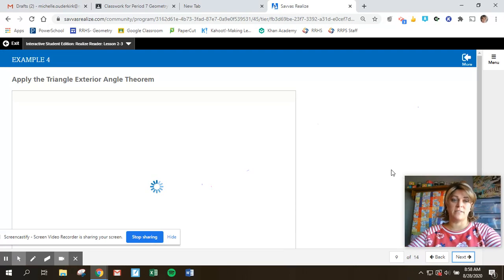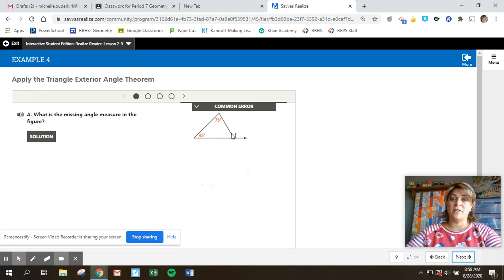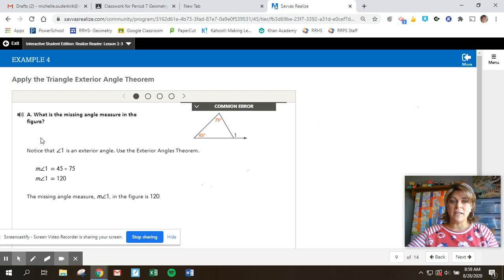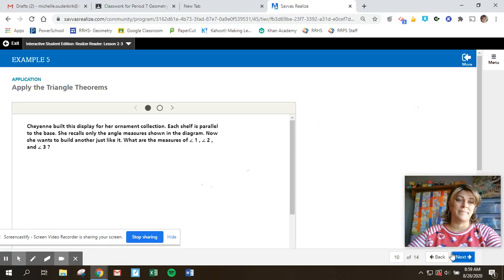Let's apply the triangle exterior angle theorem. So I look at this angle 1. I should remember by the exterior angle theorem, these two add up to angle 1. So that's what the theorem says. So write the equation like that: 75 plus 45 equals x, or angle 1. And you can solve it. And the solution is here. And the math, I hope you understand, you can understand fairly quickly, but the two inside equal the outside.